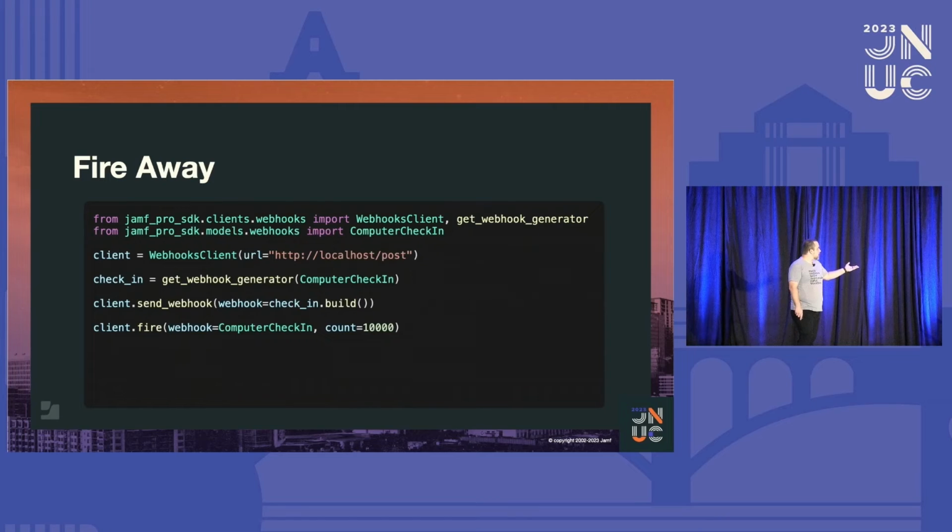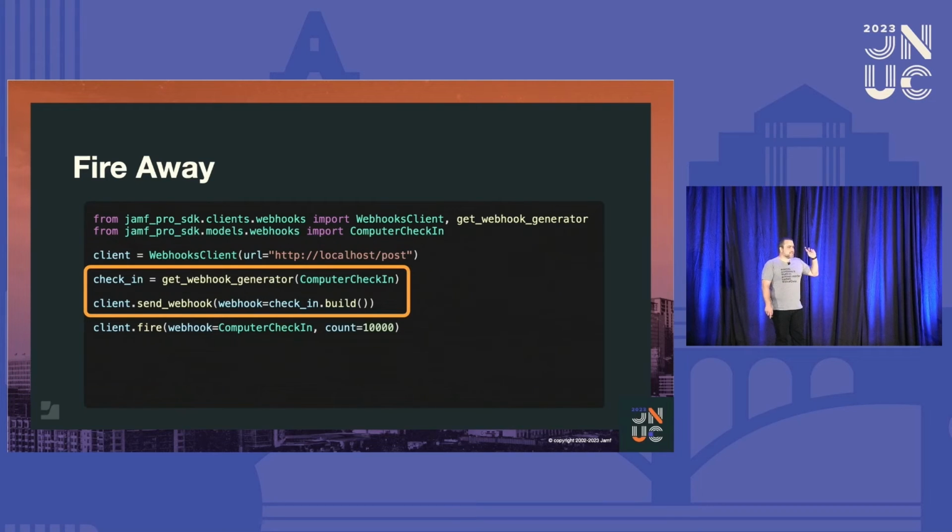To use these, you're going to import the webhooks client, which is a completely separate client because it doesn't actually touch any of the Jamf APIs. You instantiate the client, you pass the URL of whatever you're going to send test event data to. So if you're building something locally and you want to test locally, it's going to be off of localhost probably. Then, like in the last slide, you're going to generate a mock data event. This one is for computer check-in. So you use the generator, you get a webhook generator, you call the build argument to create that unique event, and you can use the client's send webhook command to just send off one instance of it.